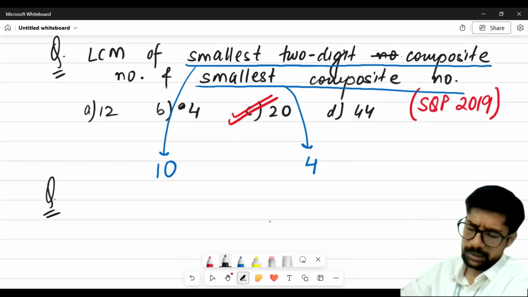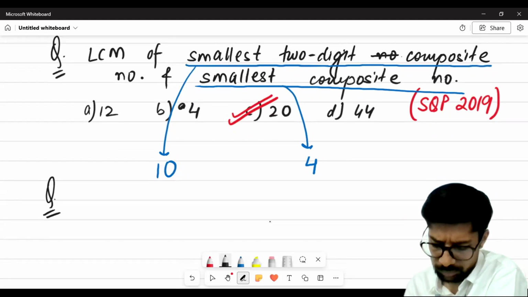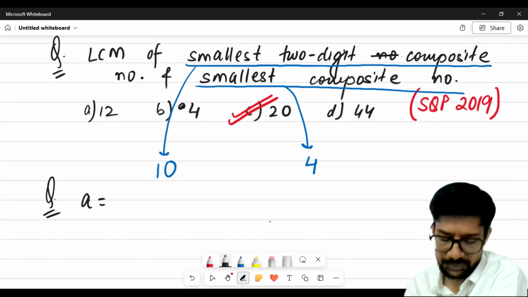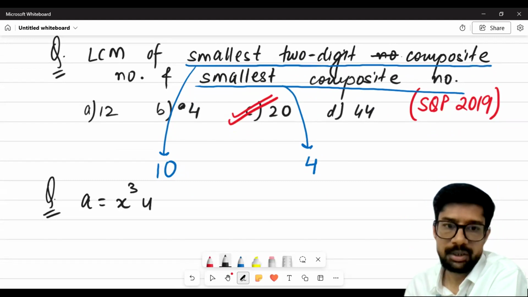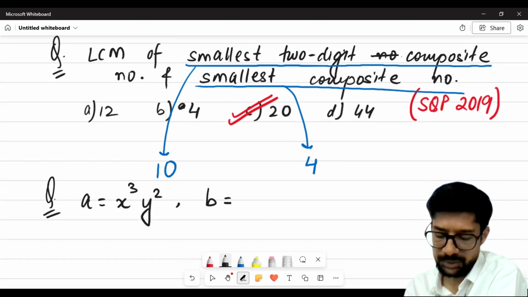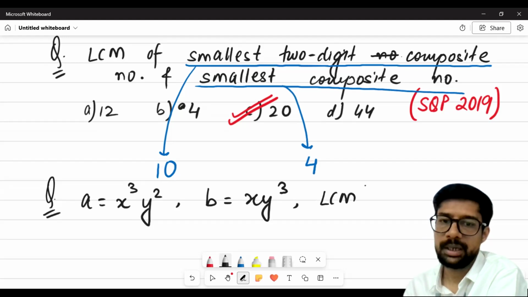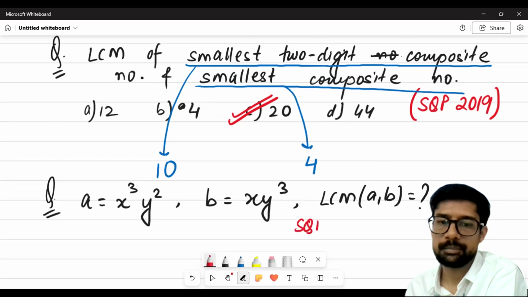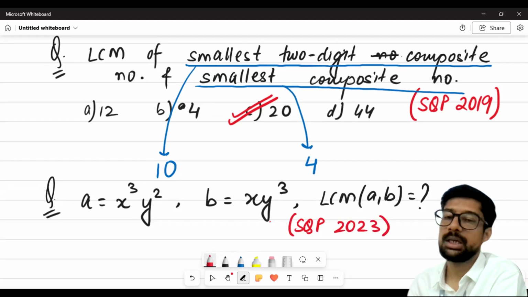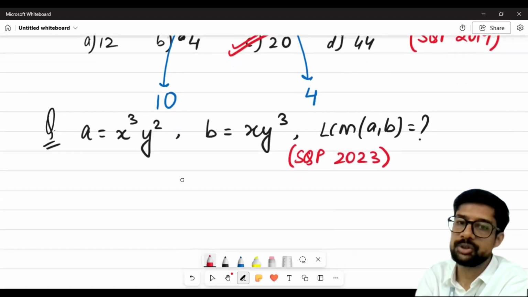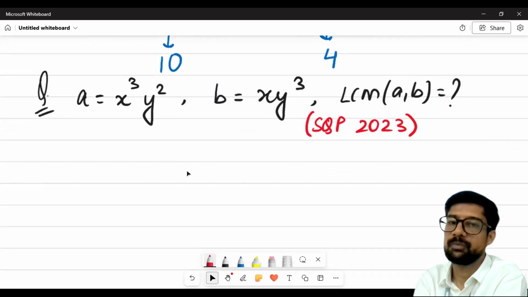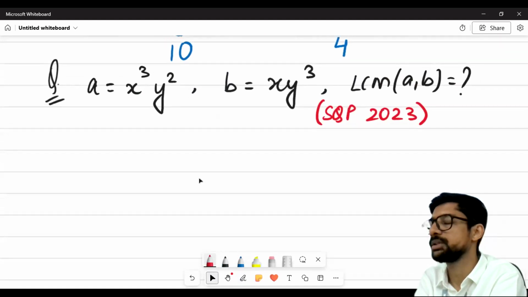Although we did this earlier in classes, let's take it once again. If a is equal to x3 y2 and b is equal to xy3, they have asked us the LCM of a, b. The question was asked in the year sample question 23. This question is asked every year, only the terms change. Every year in the exam, this particular question always arises.